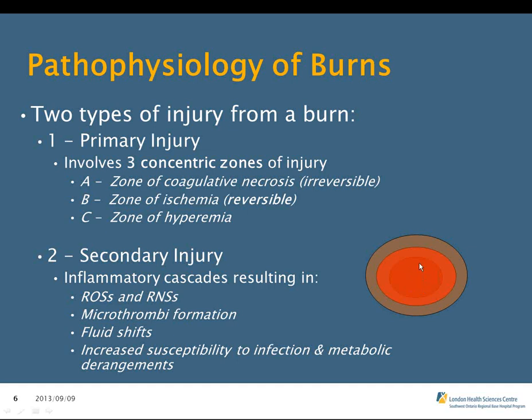If we look at the next region, we've got the zone of ischemia, which is this region surrounding zone A. This region is reversible, in that some of the treatments we have can reduce the amount of damage that's going to occur here and potentially save that tissue. And then the final zone is the zone of hyperemia. This is a surrounding red zone that is not damaged at the time, but will have a little bit of extra perfusion because of the injury.